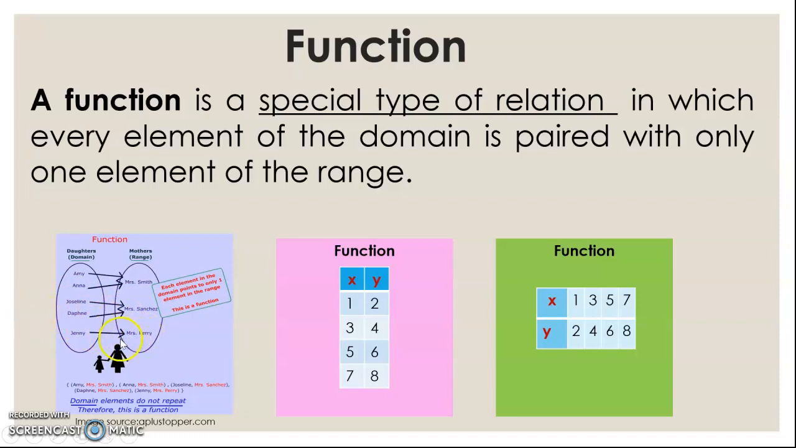And finally, Jenny has also one pair, and she's paired with Mrs. Perry. So, ganun din dito sa ating second example. We have 1 is paired with 2, 3 is paired with 4, 5 with 6, 7, and 8. So, meron silang tig-iisang pares. For every x, meron lang siyang isang kapares doon sa y. So, that is a function, and it is a special type of a relation.